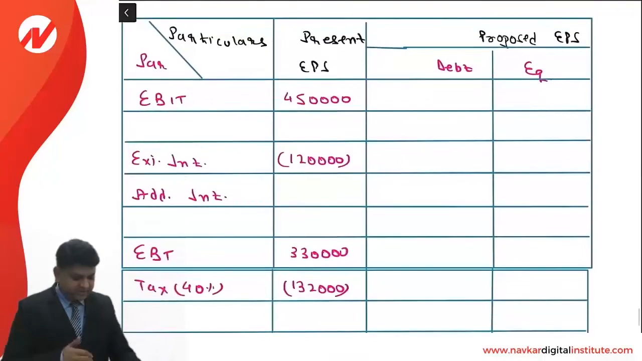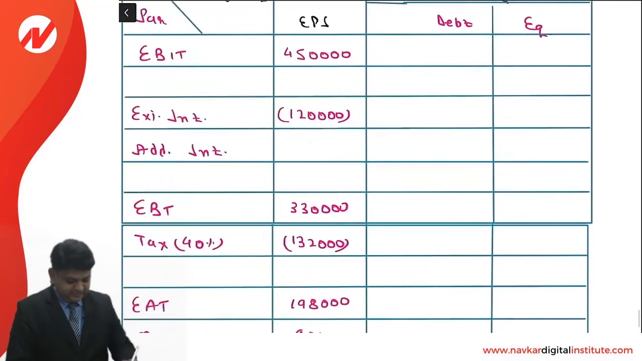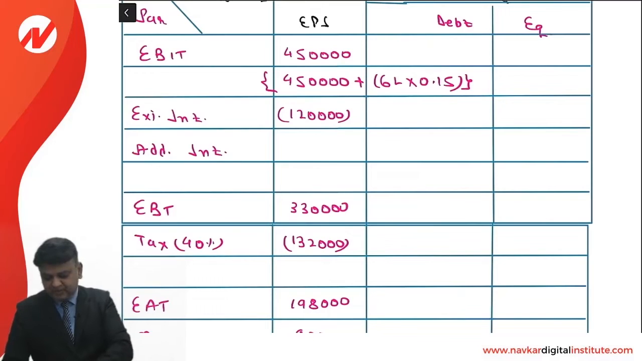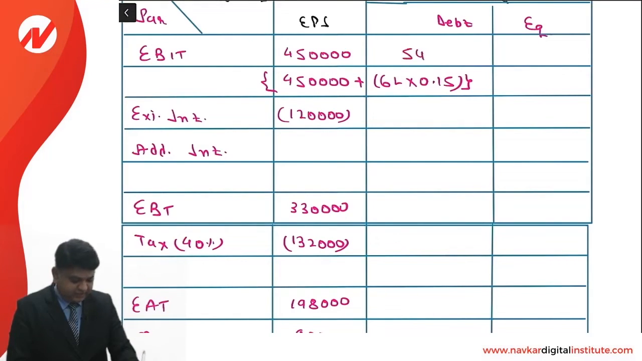Next, proposed earning per share. In case of raising debt financing, what will happen? Let us see. The existing EBIT will continue to remain 4,50,000 plus additional 6 lakhs is going to generate the return of 15%. So please use your calculator. 6 lakhs into 15%, 90,000 added to 450. So overall gross operating income will be 5,40,000.